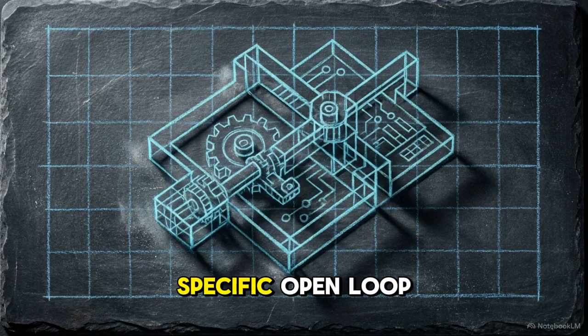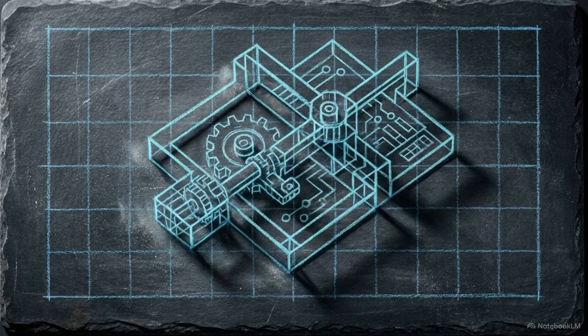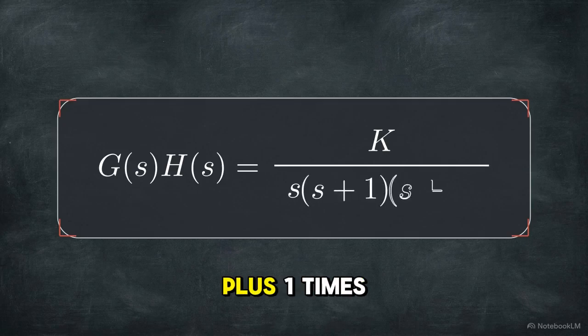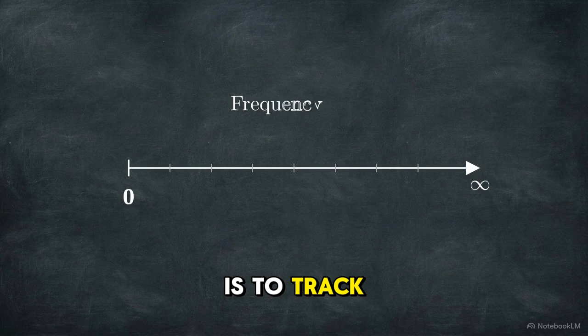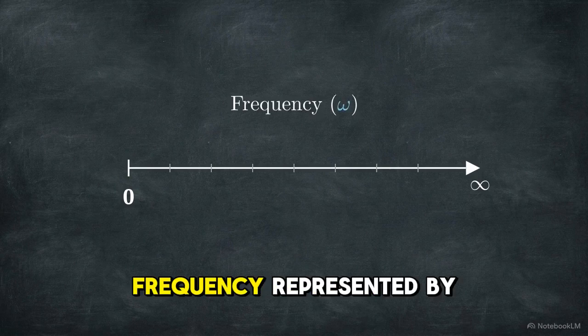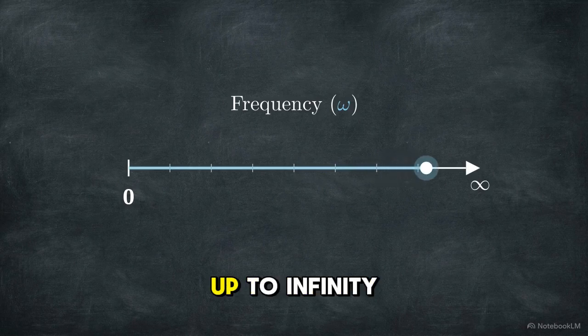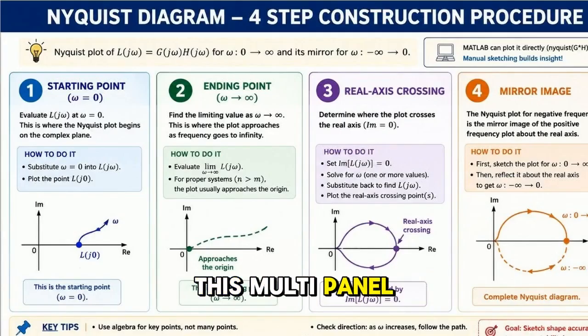Let's map a specific open-loop transfer function. We will use an equation with a variable gain parameter, K, divided by s times (s plus 1) times (s plus 2). Our mechanical goal is to track the path of this equation as the input frequency, represented by omega, sweeps from 0 all the way up to infinity. This multi-panel guide breaks down the construction procedure.